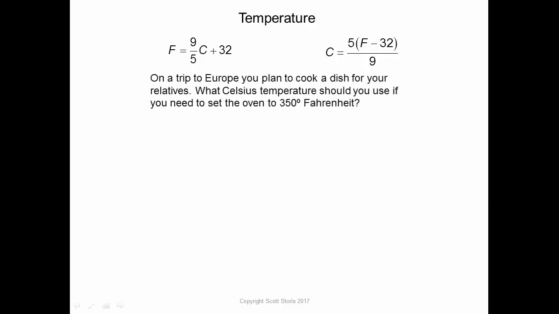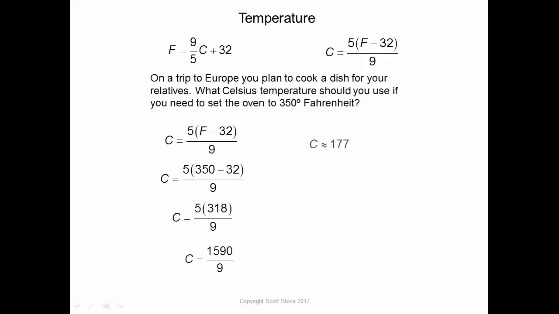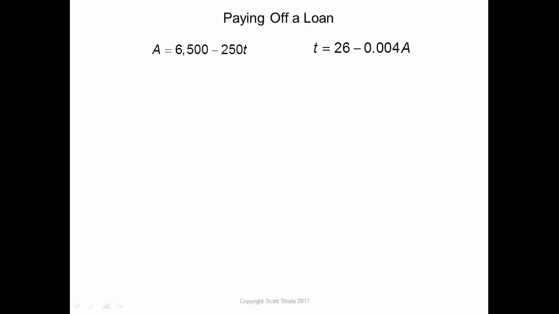And how about here? I've been given a Fahrenheit temperature and I'm looking for a Celsius temperature, so I'd start with this formula, substitute 350, simplify, and find that I should set the temperature of the oven to 177 degrees Celsius. For this next set of questions, A will be the amount owed on a loan in dollars, and T will be the number of months we've been paying on a loan. Use the formula to answer this question.